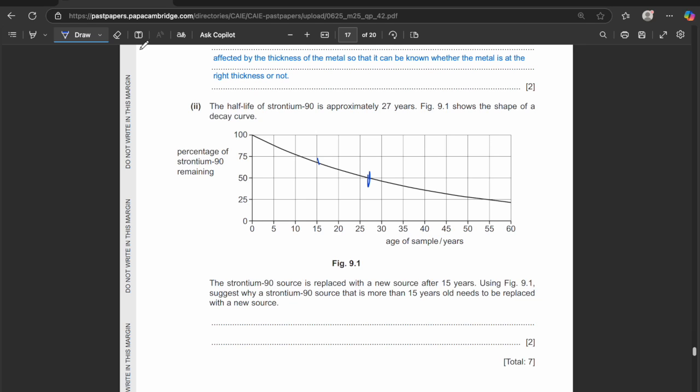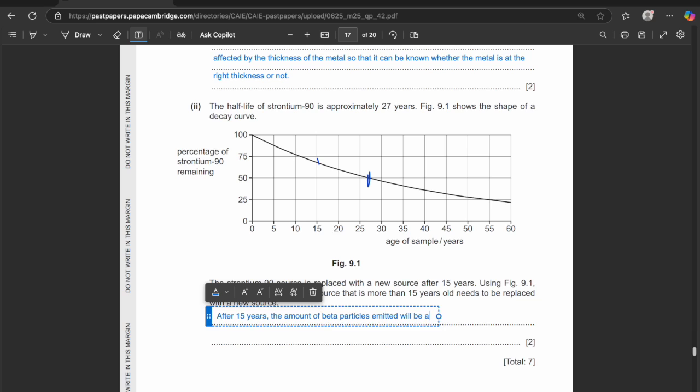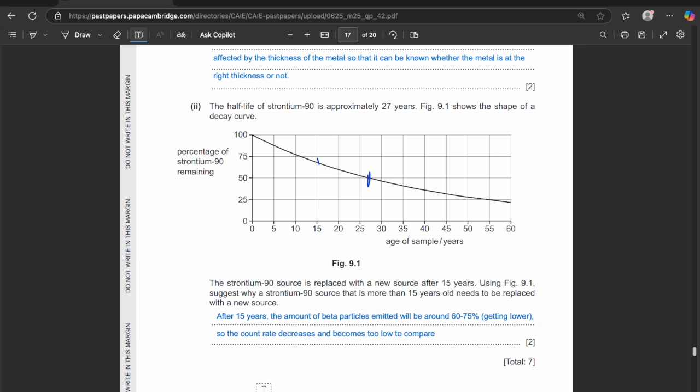So you can say something like after 15 years, the amount of beta particles emitted will be around 60 to 78%. Let's just write 75 and getting lower. So the count rate decreases and becomes too low to compare.